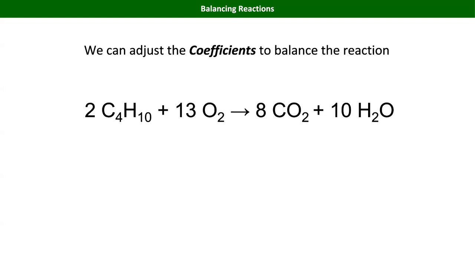They're different than the subscripts that are built into the formula, because if we change one of the subscripts, we change what that molecule is. We can't just go and do something like that, because now it's not oxygen anymore. Now it's ozone. And ozone reacting with butane is a different reaction. It's going to balance out differently. So we're never going to change the subscripts once we have them written. The only thing we can change is the coefficients, because that's not changing what we have, just how many we have.